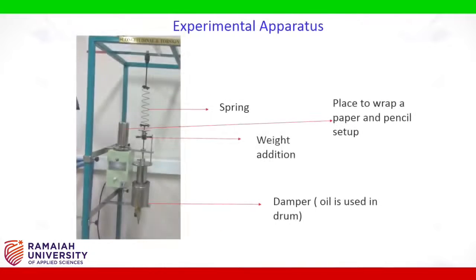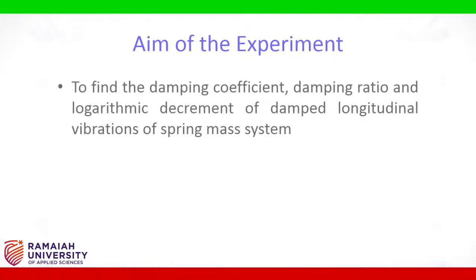An experimental setup consists of a damper in the form of hydraulic oil, a spring, a pan for weights, and a place to wrap paper and pencil setup. Aim of the experiment: to find the damping coefficient, damping ratio and logarithmic decrement of damped longitudinal vibrations of spring mass system.